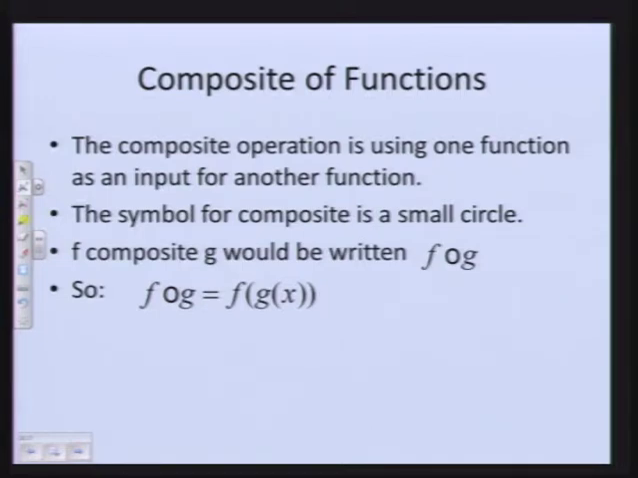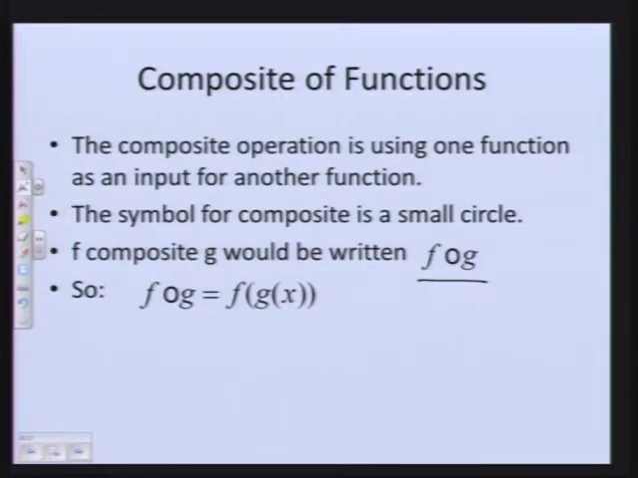The symbol for composite is a small circle. So we do get these funny looking words. In fact, we say circle. So a lot of teachers will say f circle g. Now I know that looks like fog. You do have to be careful if you're making up function names. You can get some strange little words here. But we wouldn't call that technically fog. We would call it f circle g, or the composite of f into g.